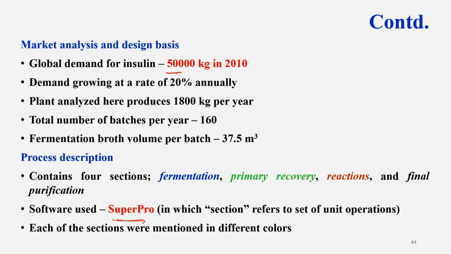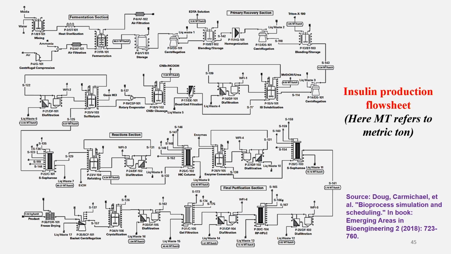Let us say global demand was 50,000 kg, demand was growing at a rate of 20%, plant size here to produce 1800 per kg, total number of batches per year 160, and fermentation broth volume per batch is 37.5 meter cube. The process includes the fermentation, primary recovery, reaction, and the final purification step. So, this software designs or predicts the entire flow diagram, the first step.